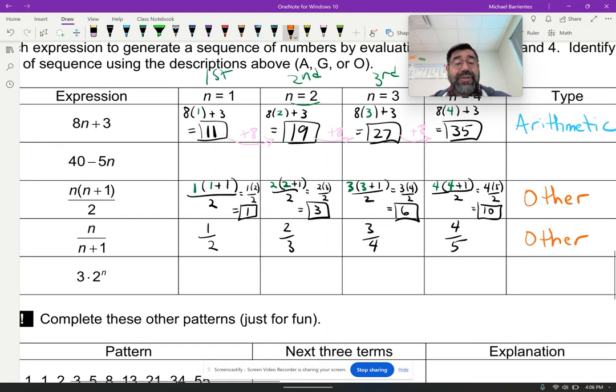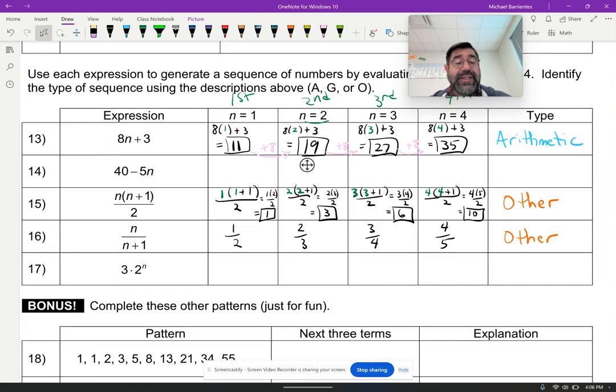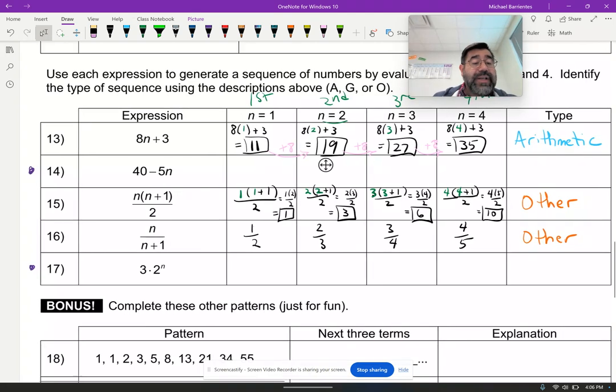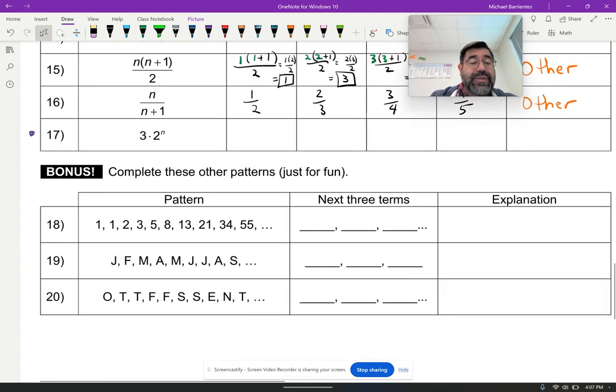So what I would like for you to do is to do number 14 and 13. Now that I've shown you how to do this on your calculator, you can do it that way. You can do it the old school way like we did number 13 and 15. It's up to you. But I need you to go ahead and try yourself 14 and 17. And then if you want to try 18 through 20, just for fun, see if you can figure out the next 3 terms in the pattern. These are not arithmetic or geometric, they're just different types of patterns. And just for fun, see if you can explain how you got the next 3 terms.